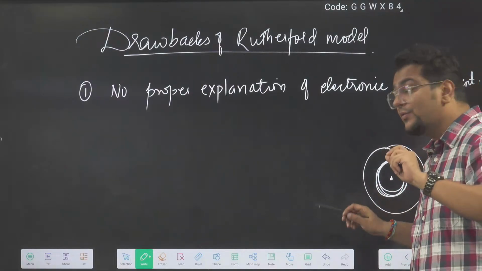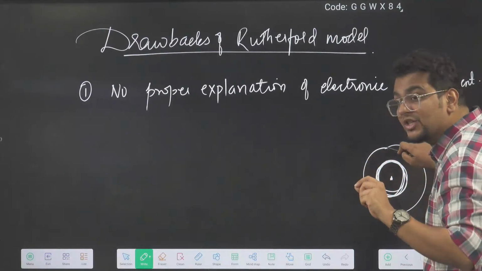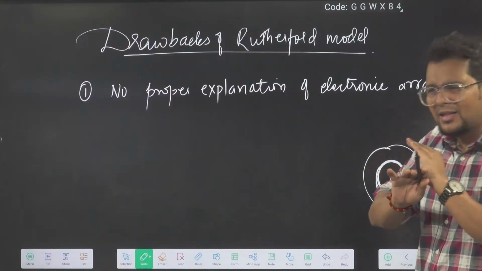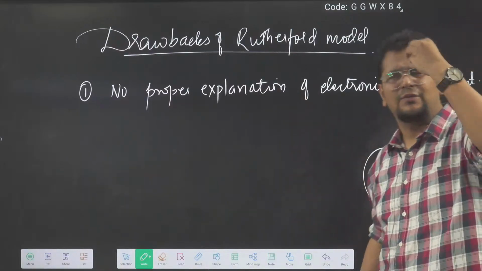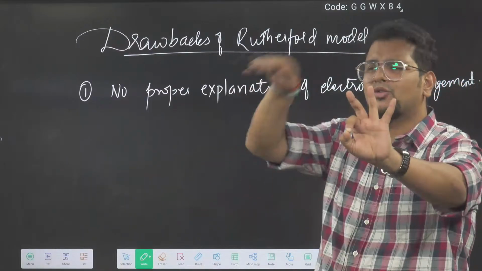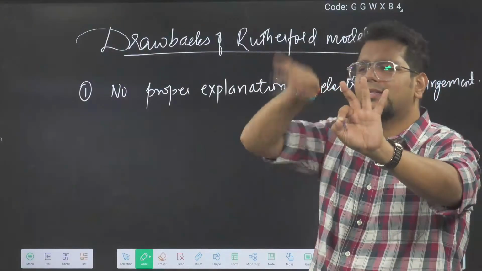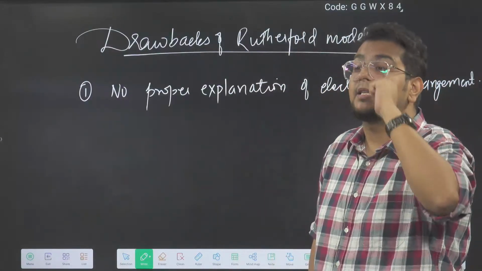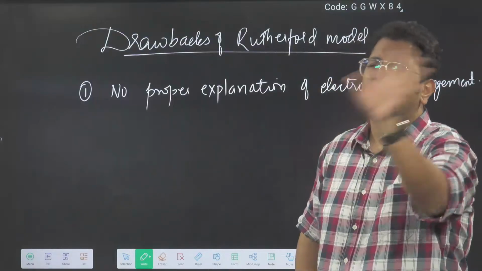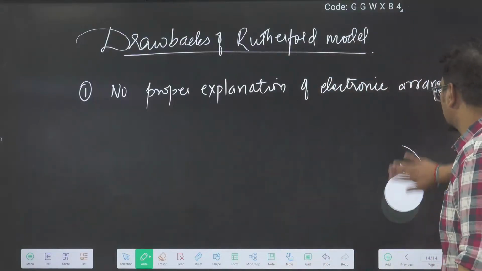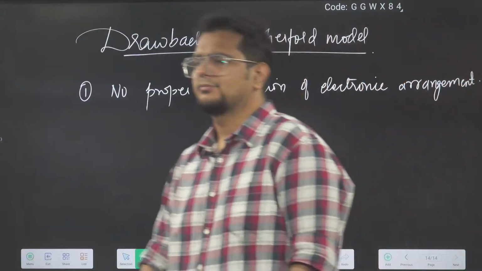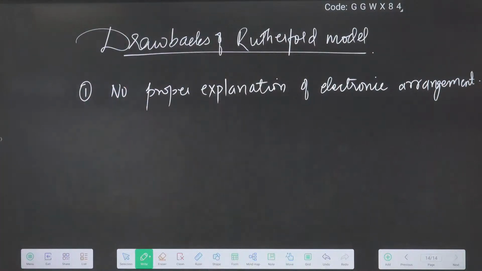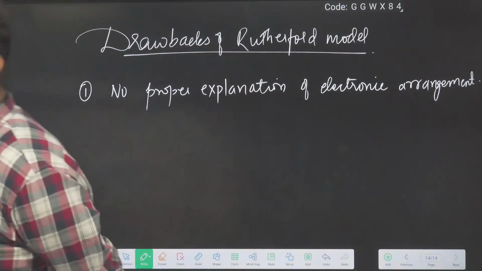How many electrons will come in each shell? How many shells will be there? Rutherford said nothing about that. Rutherford said only one thing: nucleus in the middle, electrons around it in concentric circles. How many circles? How many electrons per circle? He did not give any explanation for it. Like, that there are 2 electrons in the first shell, Rutherford did not tell. Is this clear, bhai? Drawback number 1.